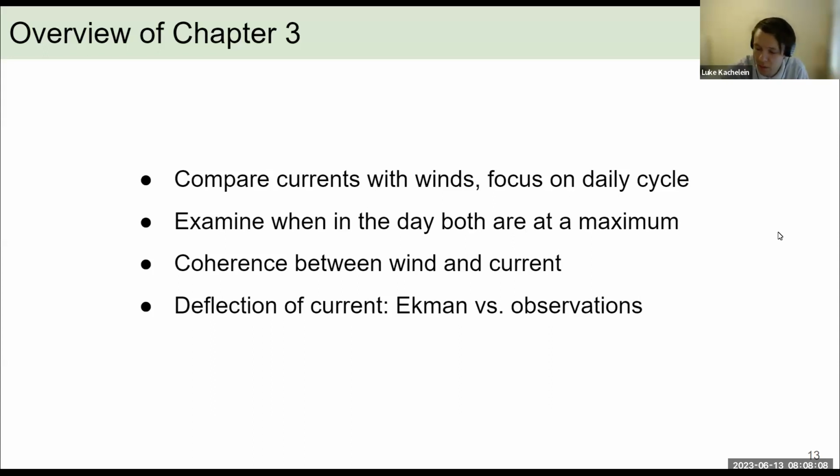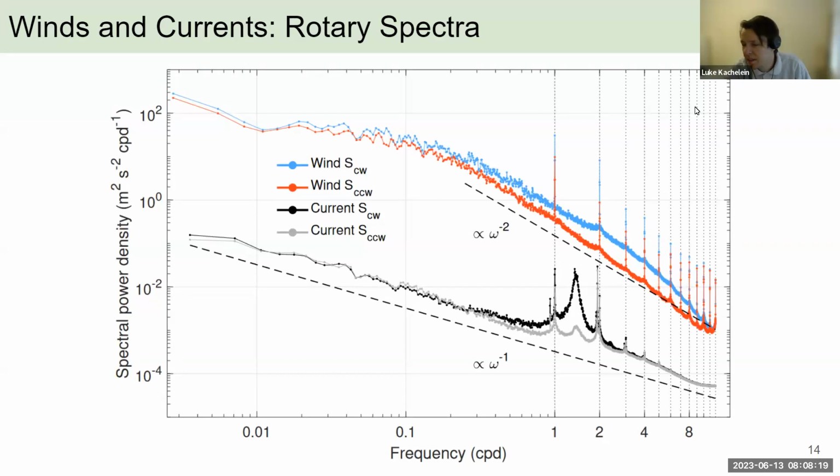which is related to the basic Ekman theory that we're all taught in first year oceanography class, but actually doesn't really hold that well in the real world if you dig too deep into it. That's okay. So winds and currents, let's look at them in the spectral domain, in the frequency domain rather.